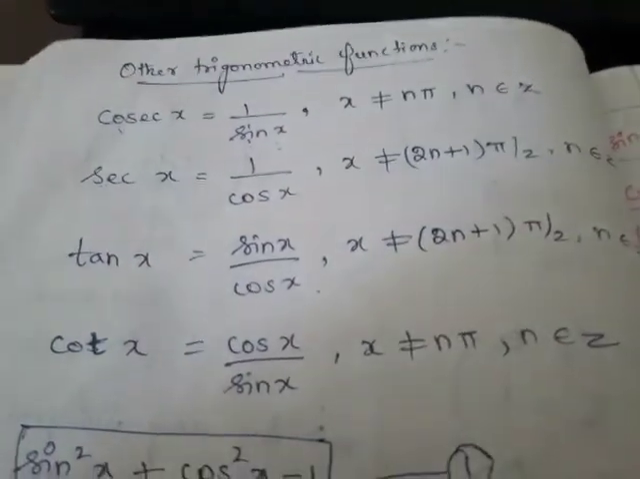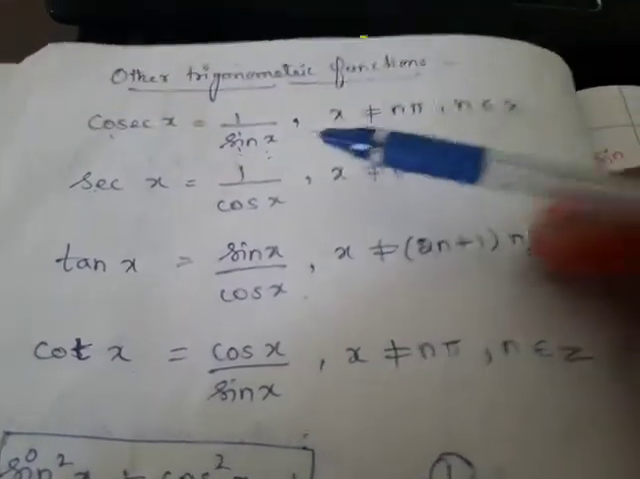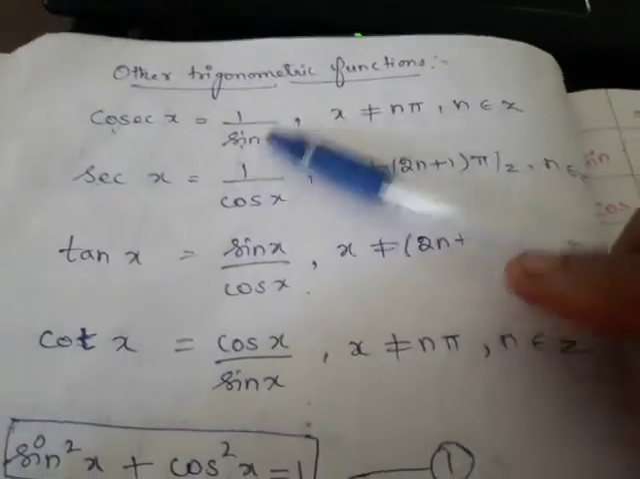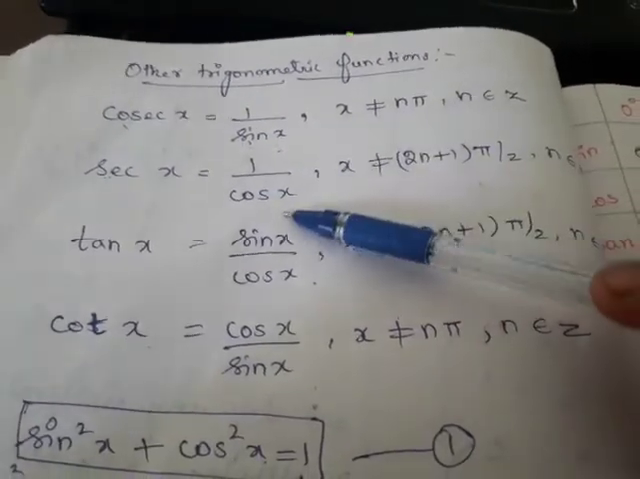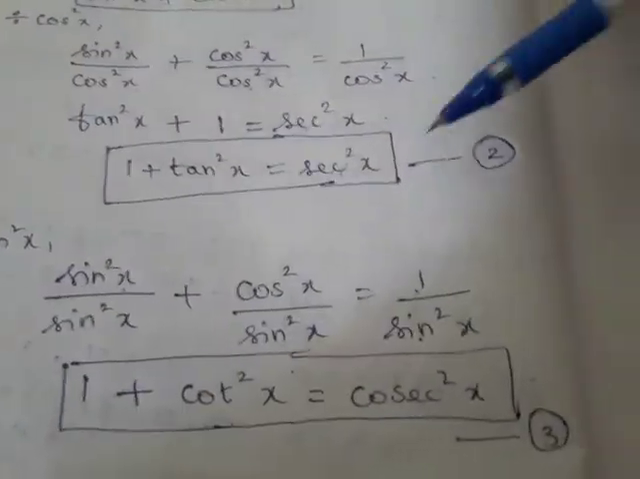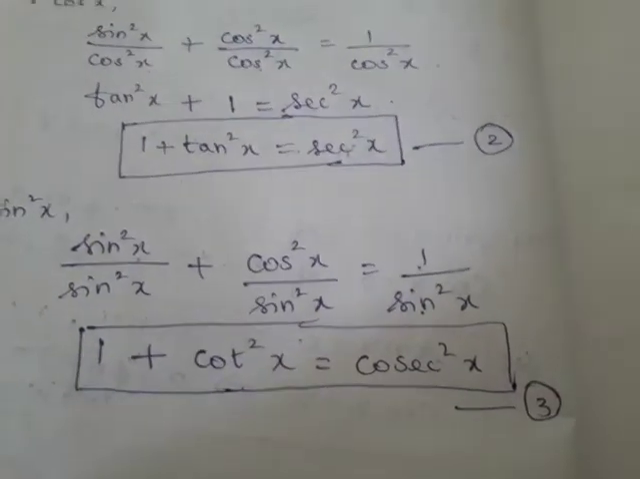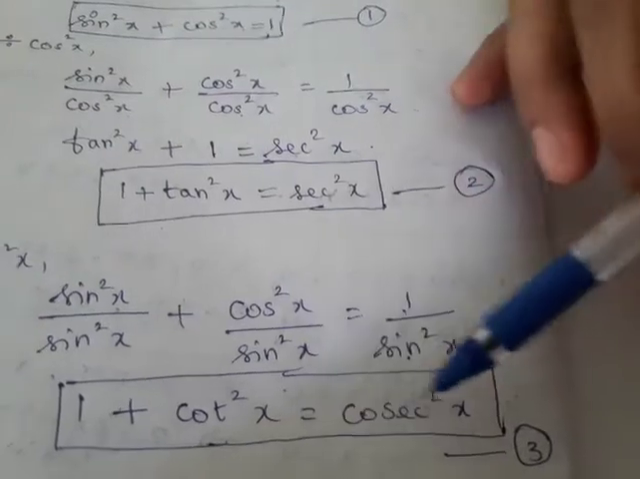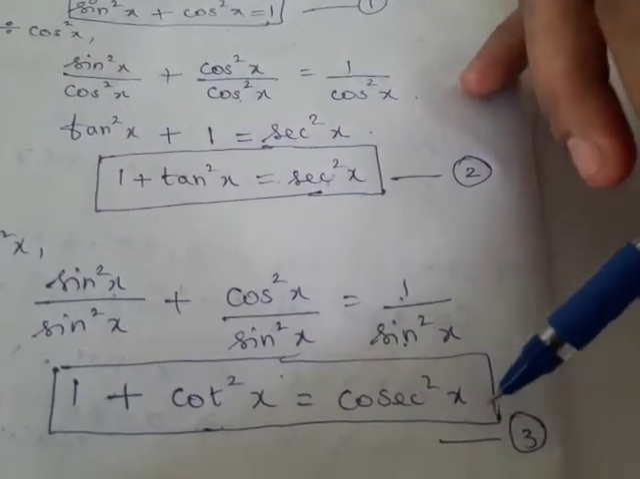Then we defined the other trigonometric functions in terms of sine and cos. Cosec is the reciprocal of sine, secant is the reciprocal of cos, and cot is the reciprocal of tan. Then from the first identity we derived the remaining two basic identities, 1 plus tan square x equals secant square x and 1 plus cot square x equals cosec square x.